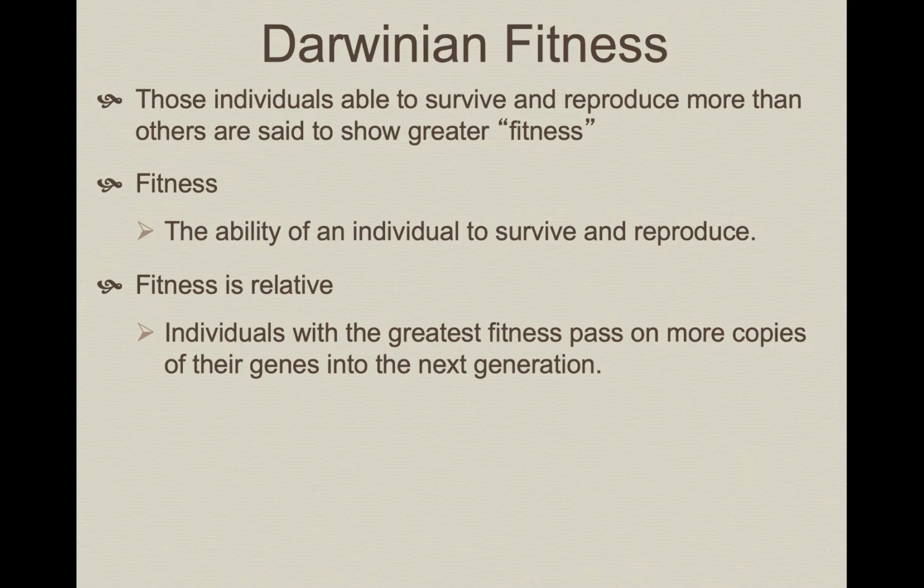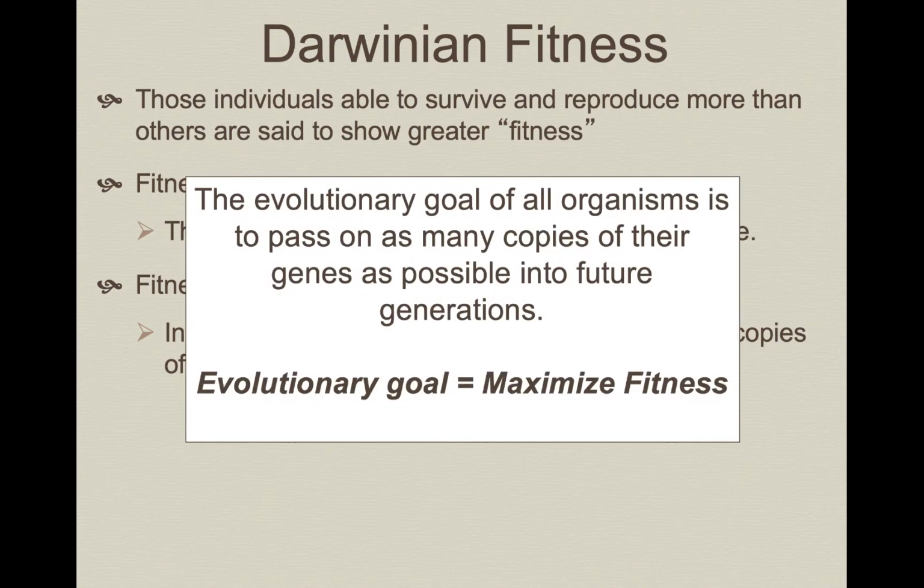Those with the most adaptive traits are passing on more copies of their genes and having a greater impact on the evolution of their species. So you're going to hear me say this over and over throughout the semester and throughout this series of videos. The evolutionary goal of all organisms is to pass on as many copies of your genes as possible into future generations. So that means the evolutionary goal of an organism is to maximize fitness.